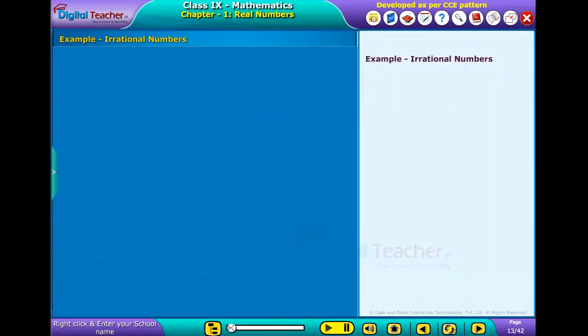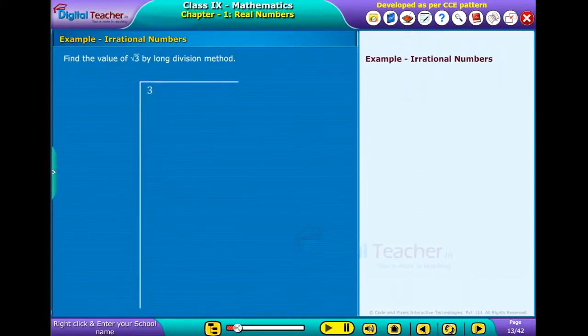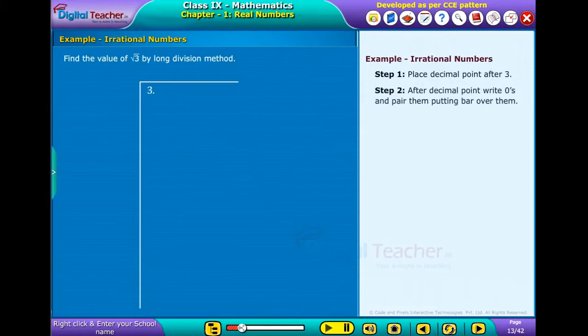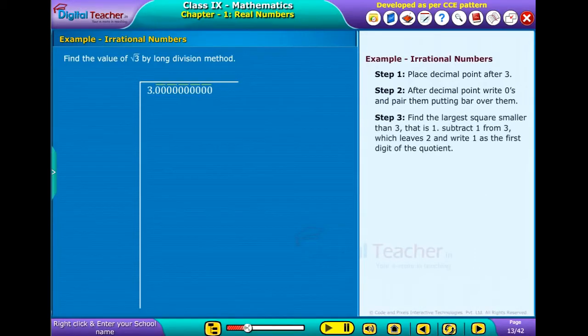Let us solve an example of irrational numbers. Find the value of √3 by the long division method. Step 1: place a decimal point after 3. Step 2: after the decimal point, write zeros and pair them, putting a bar over them. Step 3: find the largest square smaller than 3, that is 1. Subtract 1 from 3, which leaves 2, and write 1 as the first digit of the quotient.